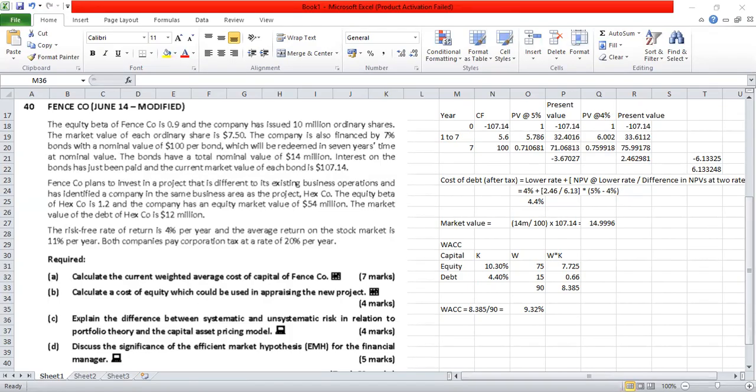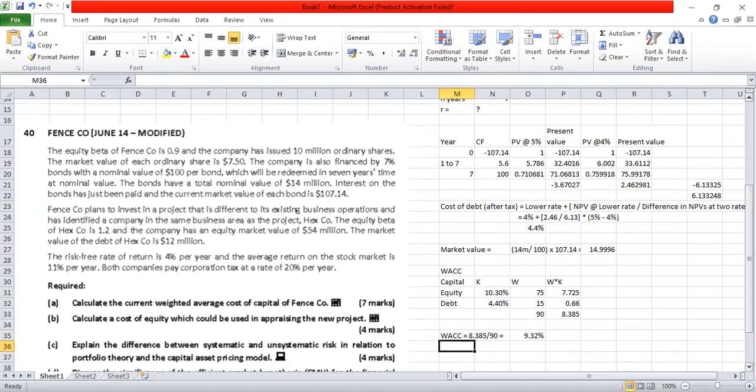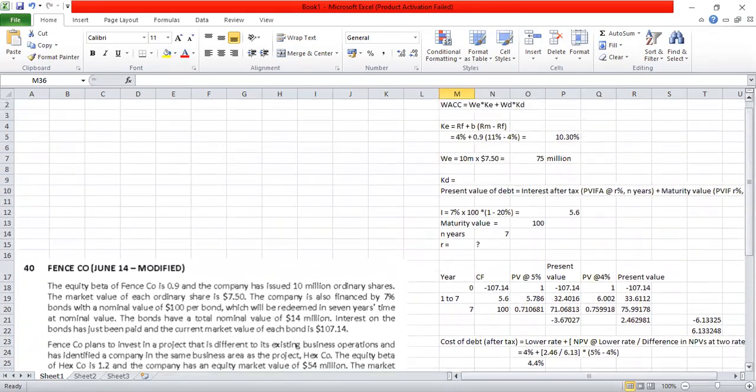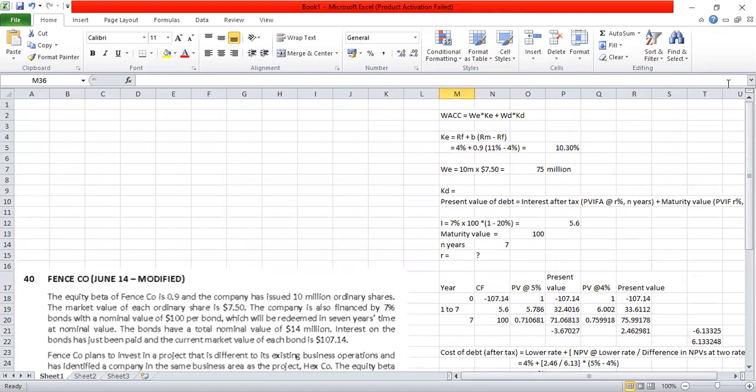If it is the CAPM model, what's the formula? The formula is risk-free return plus beta into (RM minus RF). This is the formula we have used.